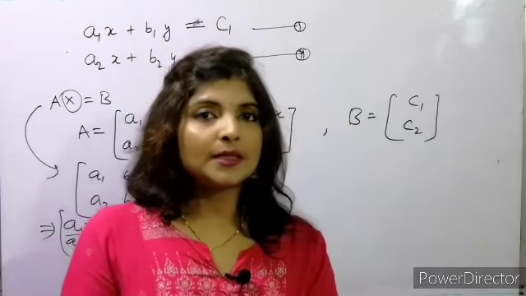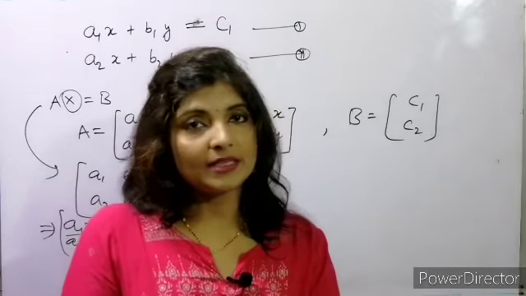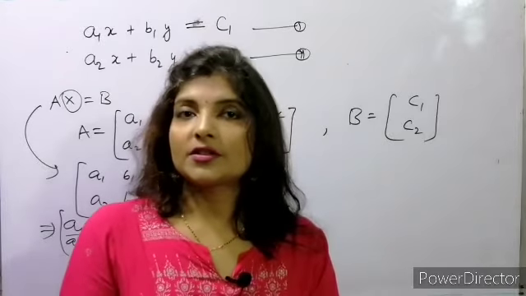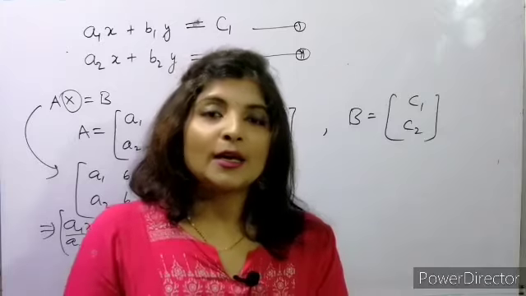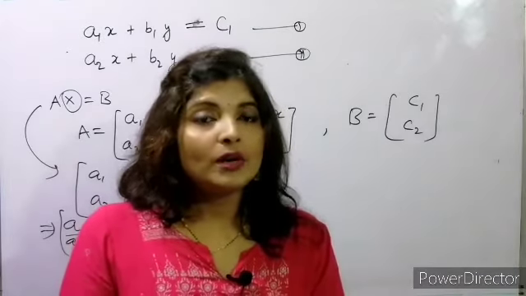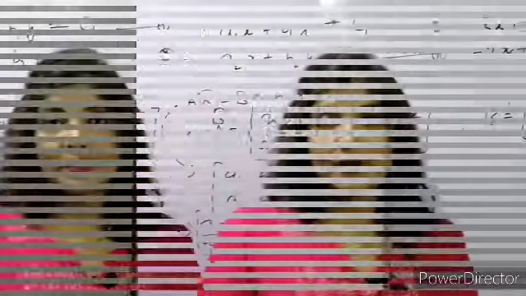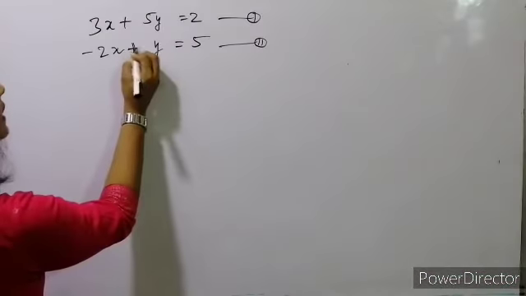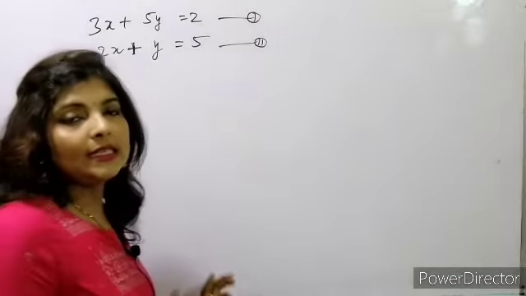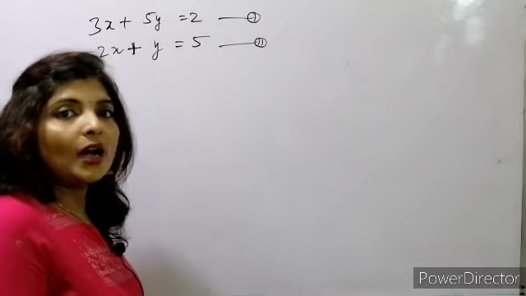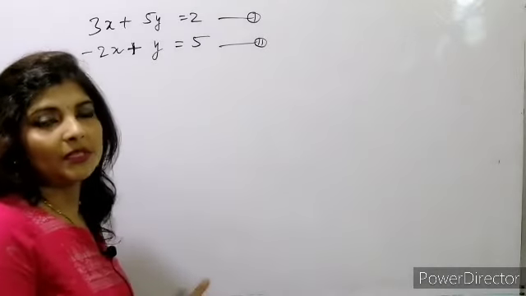Similarly, if there are three variables, there will be three linear equations. It means linear equations with three variables. So can you find the value of the variables x, y, z? We'll see one sum, then you will understand how to solve this kind of problem.